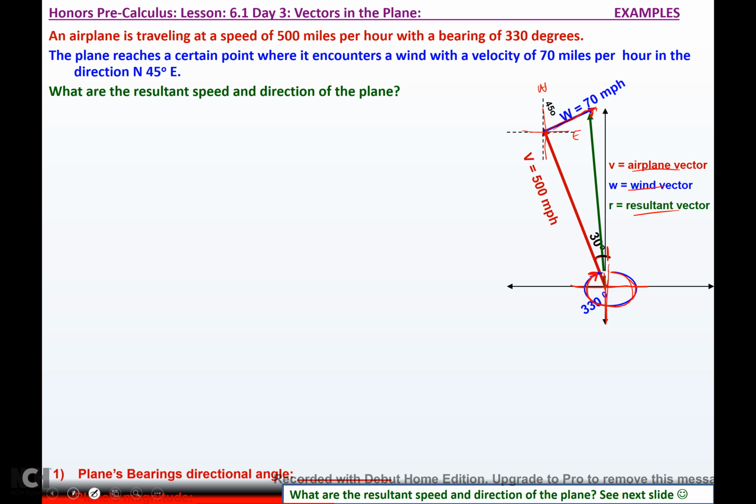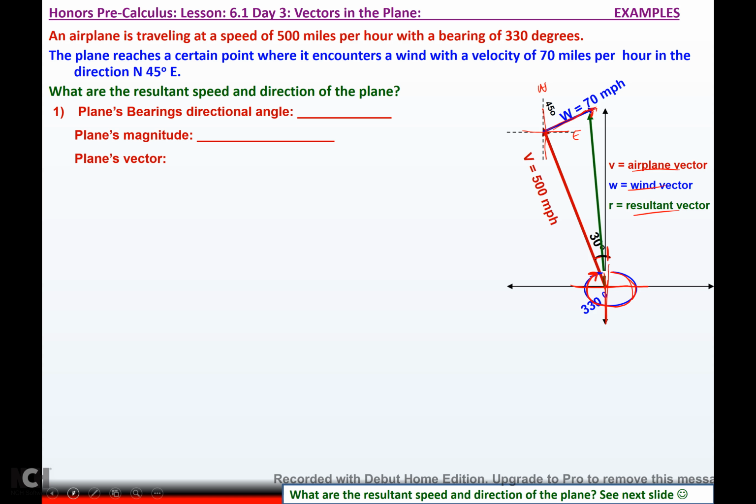So I kind of tried to set this up for you on steps to do. First of all, you're going to have to figure out your plane stuff. Well, it said that the plane had a bearing of, what did it have a bearing of?